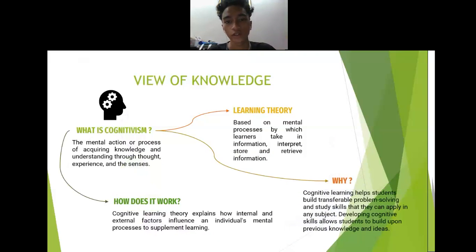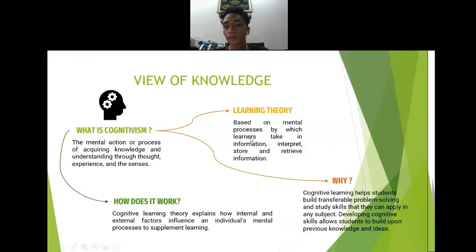So the view of knowledge. What is cognitivism? Cognitivism is the mental action or process of acquiring knowledge and understanding through thought, experience, and senses. Okay. So basically, cognitivism is the process of thinking, the process of how you solve a problem based on our experience, our senses, our thoughts, and our understanding about a topic or a situation. Okay.